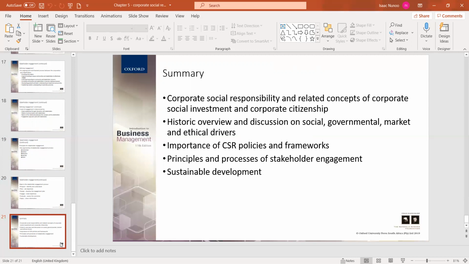We also talked about the historical overview of social government market and the ethical drivers in terms of the contemporary issues that we need to focus our corporate social responsibility on, and the importance of corporate social responsibility policies and framework. We then moved on to sustainable development, and we concluded with the principles and the process of stakeholder engagement.